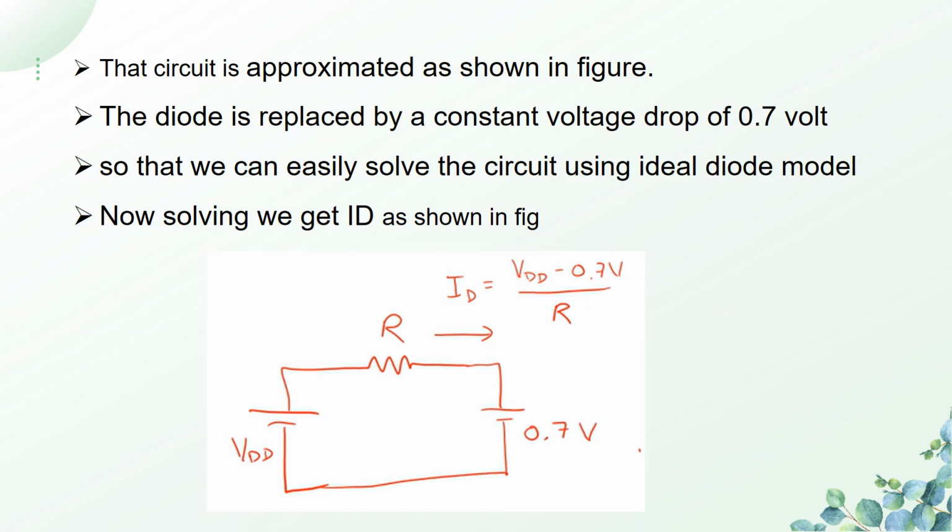So here the difference is the diode D is replaced by its corresponding voltage 0.7. So for a silicon diode the built-in potential is 0.7 volt, so that we are replacing the diode with the built-in potential 0.7. So now we are going to find what is the current ID through this resistance. So current I is equal to voltage by resistance. Here we are having the difference between two voltages VDD and 0.7. So ID can be written as VDD minus 0.7 divided by R.